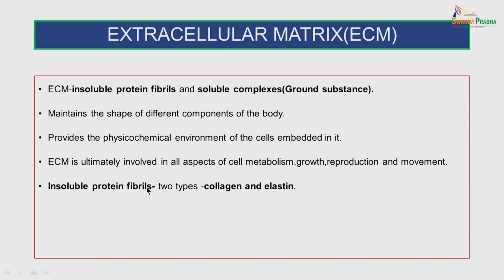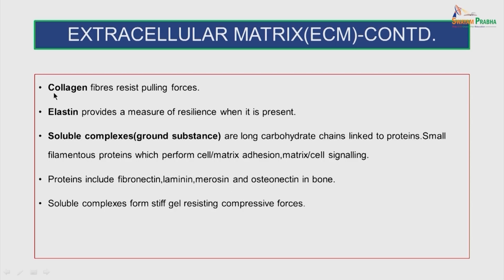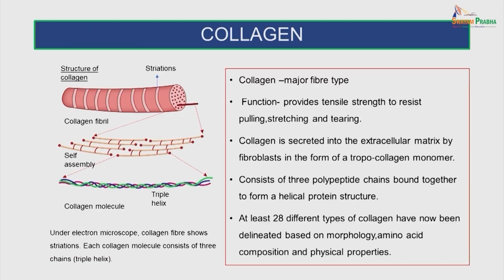The insoluble protein fibrils are of two types, the collagen and the elastin. The collagen fibers resist pulling forces, whereas the elastin fibers provide a measure of resilience when present. The soluble complexes are long carbohydrate chains linked to proteins, small filamentous proteins which perform cell matrix adhesion and matrix cell signaling. The proteins include fibronectin, laminin, myosin and osteonectin in the bone. The soluble complexes form a stiff gel resisting compressive forces.